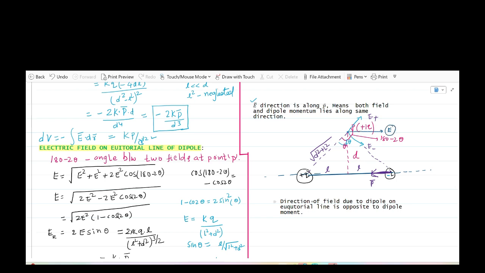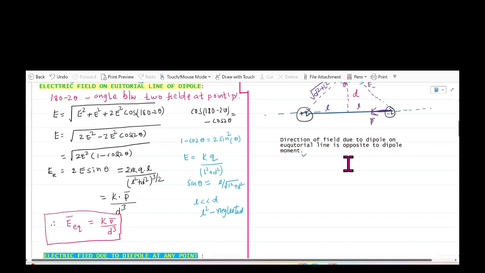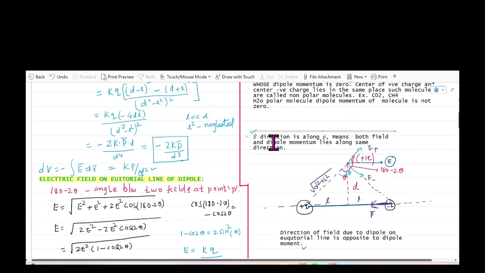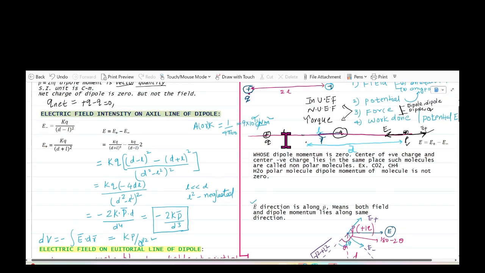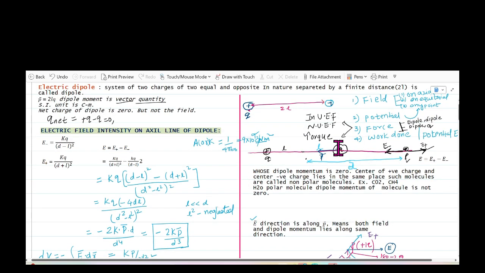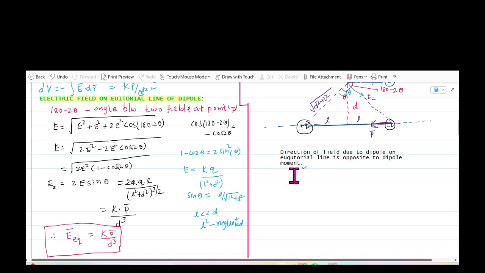Now the direction of field, so tan phi you can find out here, that we will discuss later. The direction of field due to the dipole on equatorial line is opposite to the dipole momentum, which is very important in calculation of forces, dipole interaction and potential energy between the dipoles. So this is very important. If you see clearly, on the axial line, dipole momentum and the resultant field are in the same direction. Here, the resultant field and dipole are in opposite direction.